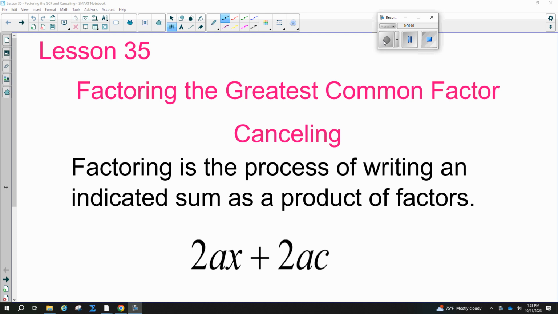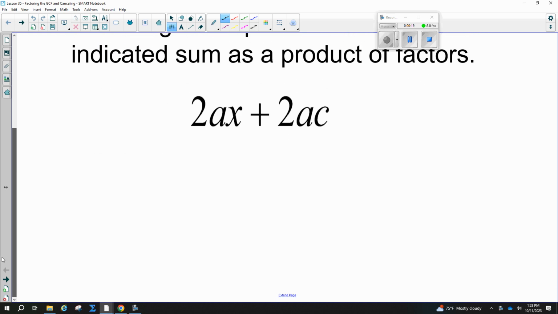All right, lesson 35, we're going to factor the greatest common factor, and then we're going to do canceling. So we found the GCF, and we just wrote it down, right? But now we have to say what's left over. So when you factor, you're writing it as a product of factors. I will show you what I mean. So write this down, 2ax plus 2ac.